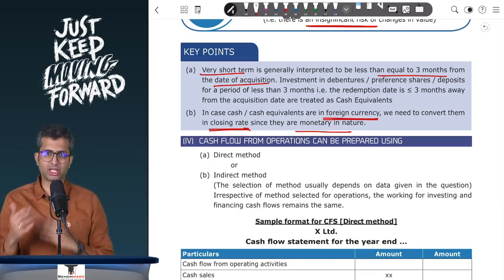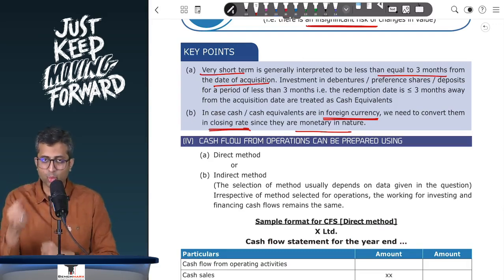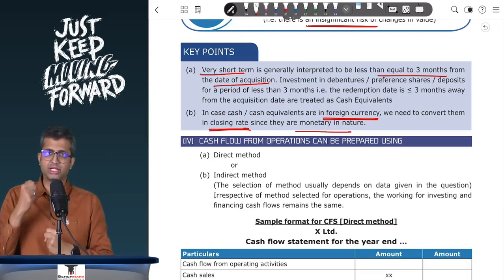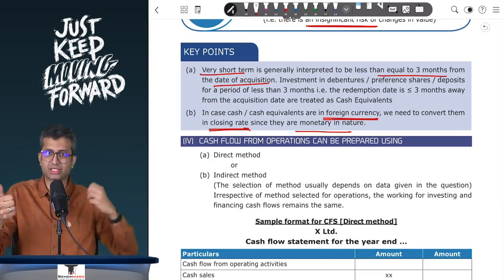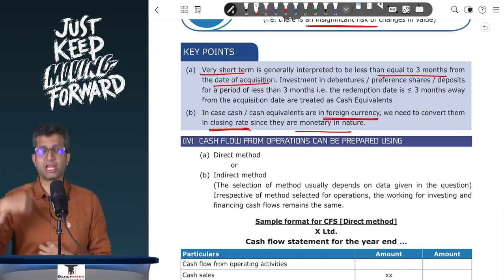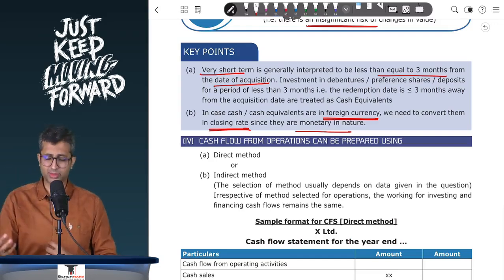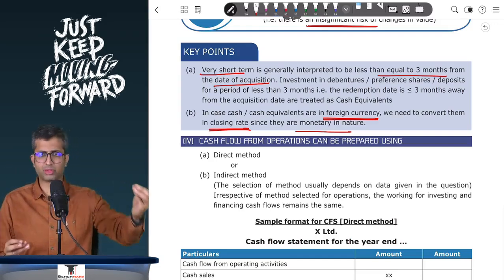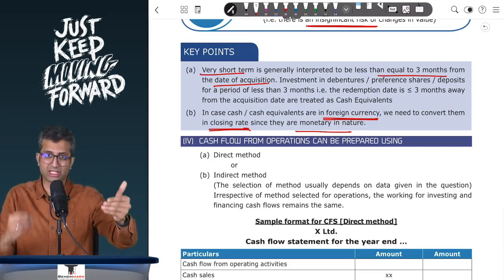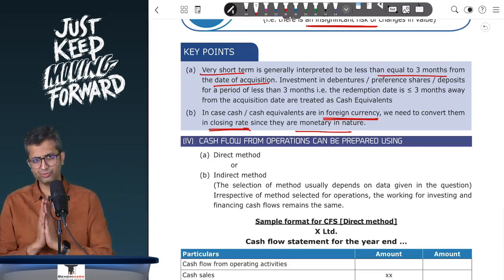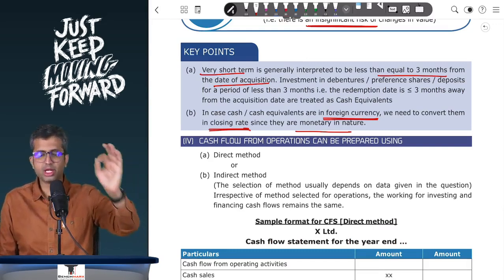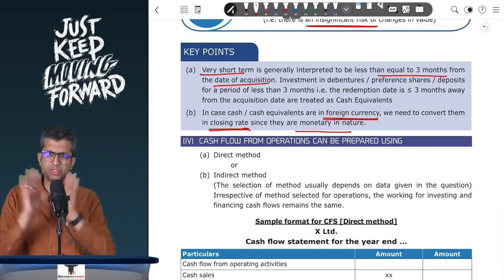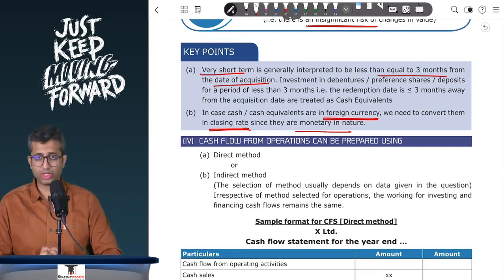But when you look at the direct method, it means that you will directly take whatever is the operating cash flows. Like for example, cash collection from customers, that's a direct cash inflow from operations. Cash payment to suppliers, cash payment for expenses, cash payment for salaries and wages, all of these are direct expenses. And hence, one of the ways in which you can calculate the cash flow from operations is a direct method. We'll study that in detail on how to calculate that.